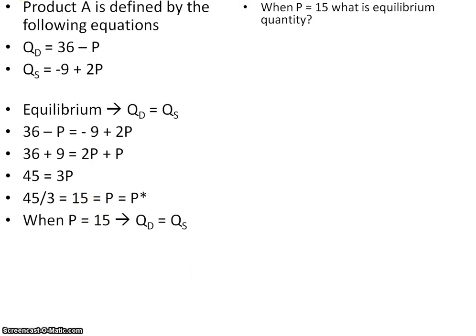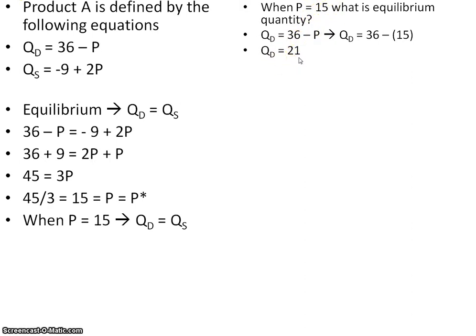So let's go through it one by one. When price is equal to 15, what is the equilibrium quantity? QD equals 36 minus P. That is the function for quantity demanded, and we simply substitute for P. So it's 36 minus 15, and what we get is 21. So the equilibrium quantity is 21 units, that unique quantity that will clear the market, because we know that the equilibrium price is $15. So we have the equilibrium price and the equilibrium quantity.